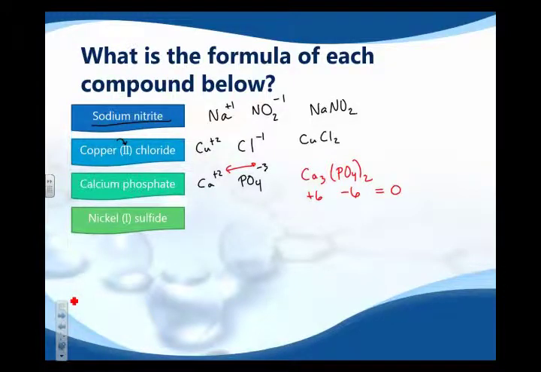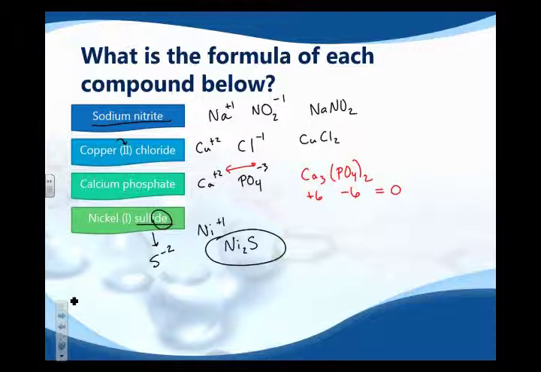Nickel 1 sulfide, this is telling me that the nickel is a +1 charge. Sulfide, the ide, is telling me that sulfur all by itself, which from the periodic table I can figure out its charge is -2. So nickel is a +1, sulfur is a -2. I need 2 nickels to 1 sulfur for my final formula.